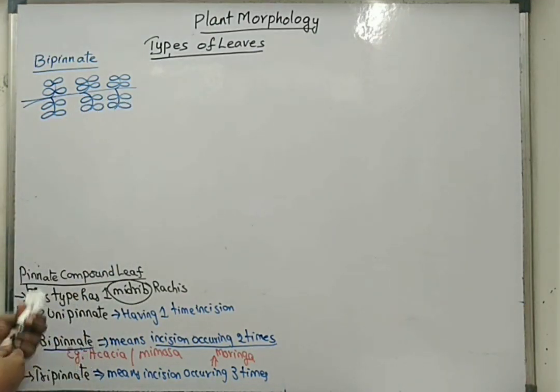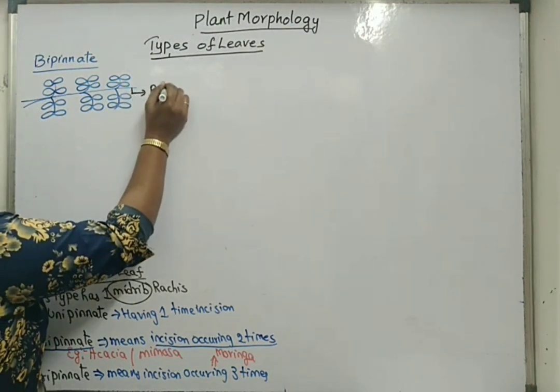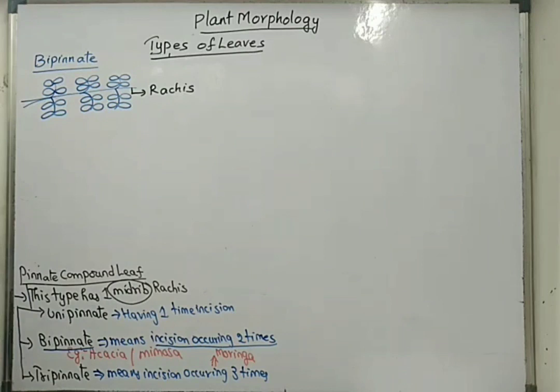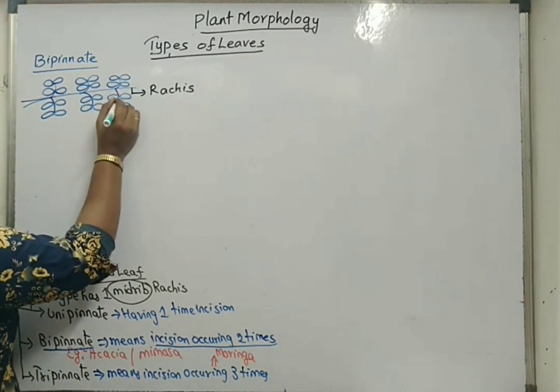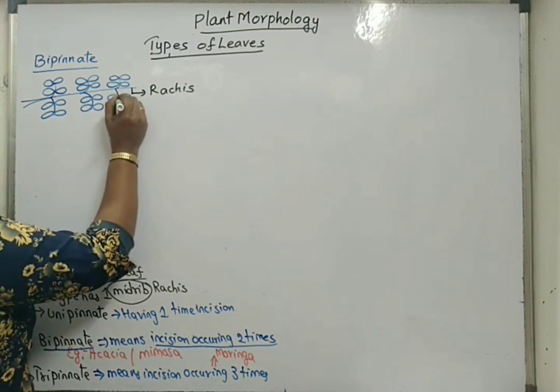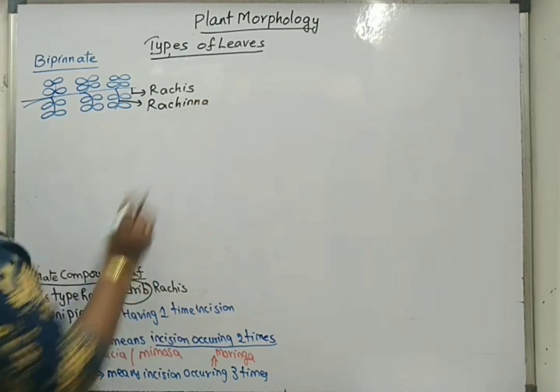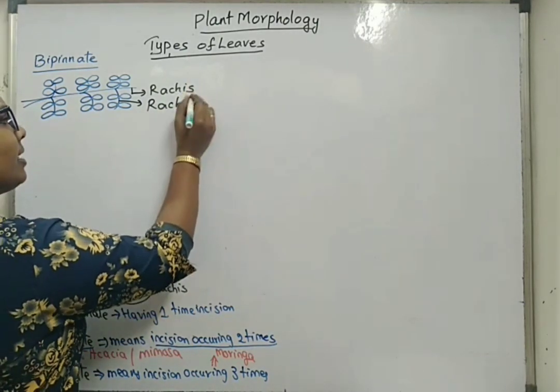There are terms given now, which change. We said that the midrib is now termed as a rachis. Now, incision happened again in this one branch, like a veinlet. This is now called the rachilla. In the case of bipinnate, it is called the rachilla.